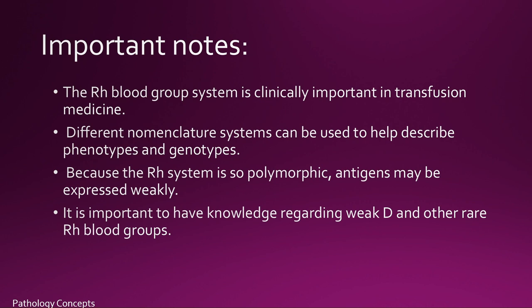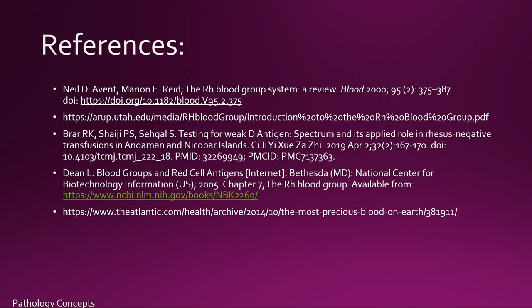Important notes are: the Rh blood group system is clinically important in transfusion medicine. Different nomenclature systems can be used to help describe phenotypes and genotypes. Because the Rh system is so polymorphic, the antigen may be expressed weakly, and it is important to have knowledge regarding weak D and other rare Rh blood groups.